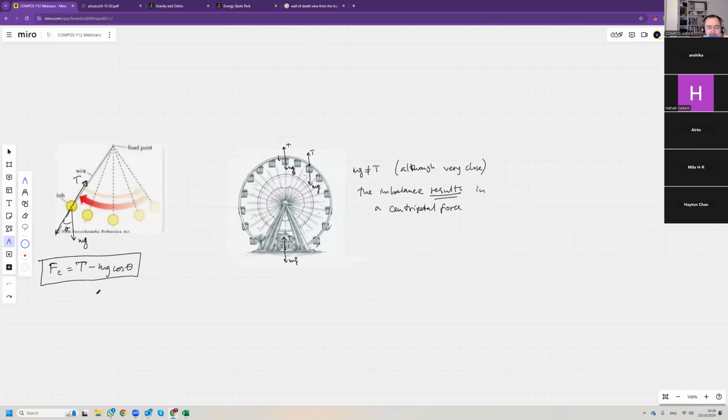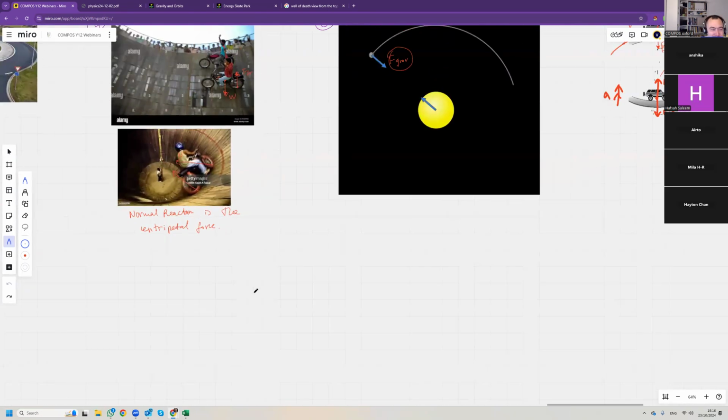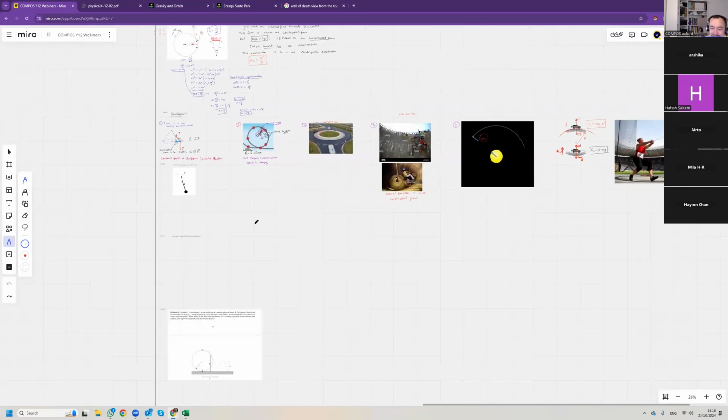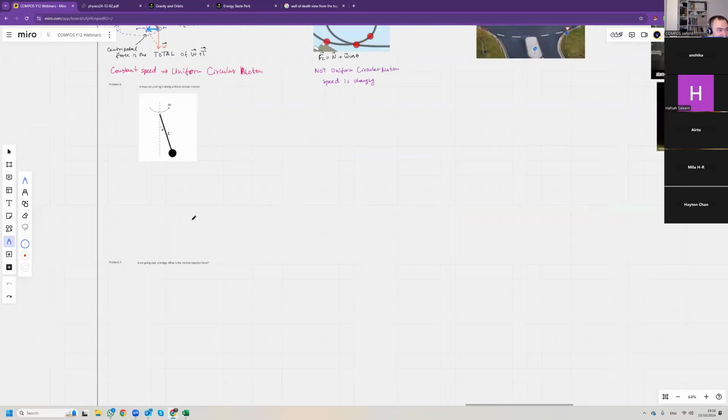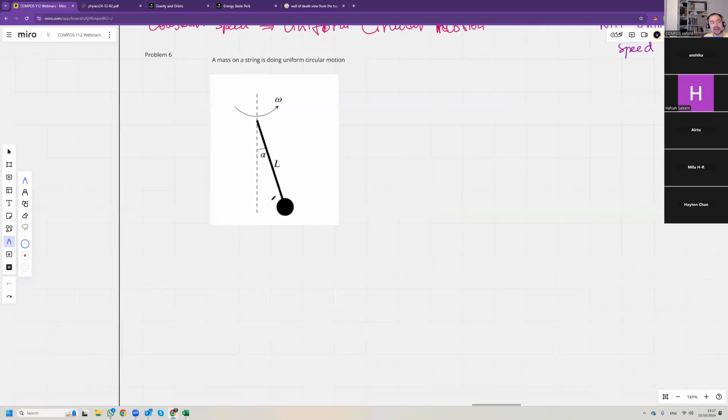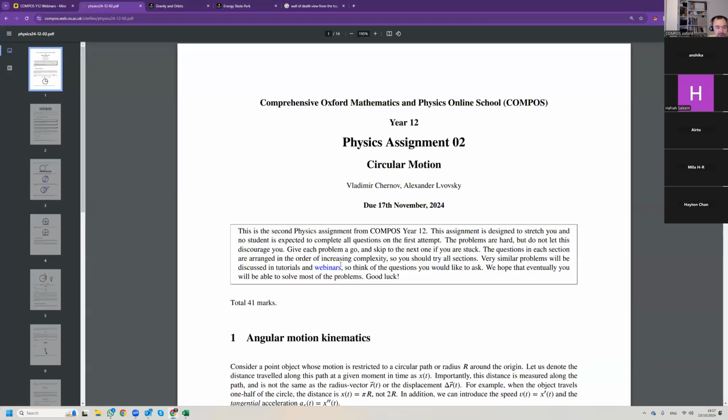Anyways, I hope that makes sense, and I hope you've got a feeling for the centripetal force. So let's come back to the mass on a string. Right, mass on a string doing uniform circular motion. Find omega. Okay, find omega. Let me just double check.